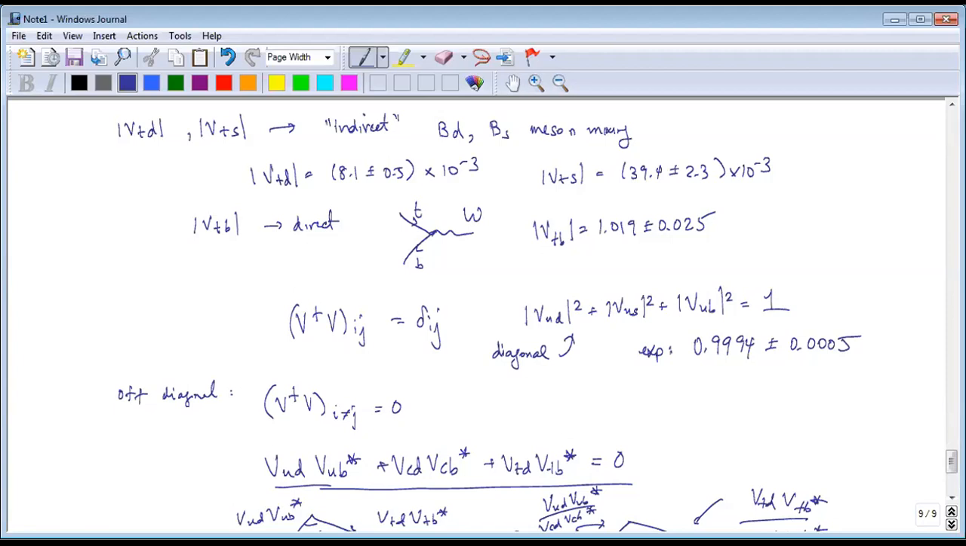Okay, so you could write the same kind of thing down. Instead of having D and B, you could have D and S, right? Or you could have B and S, etc. Right? Okay.